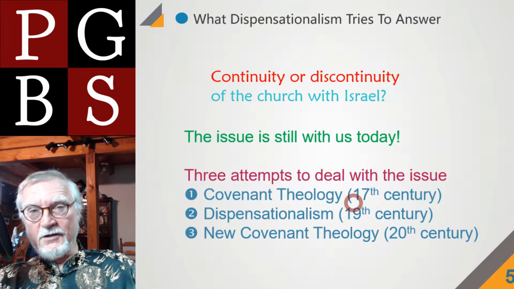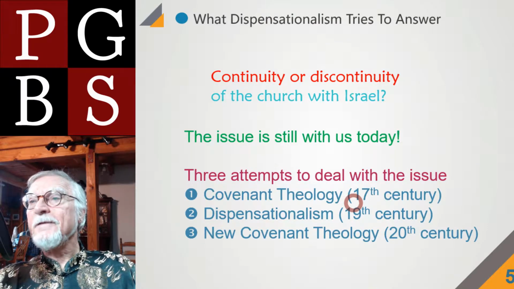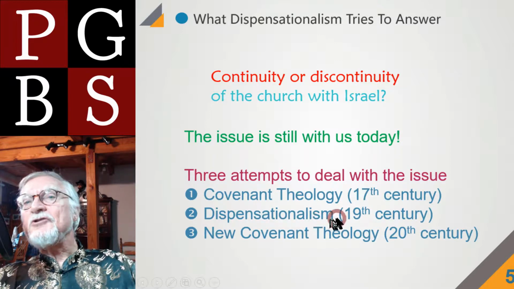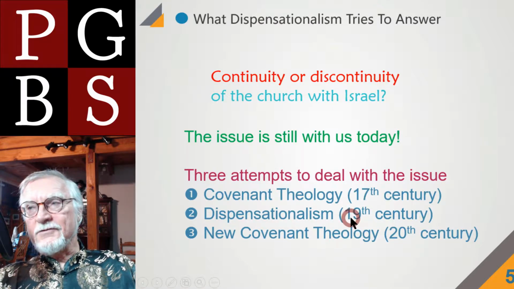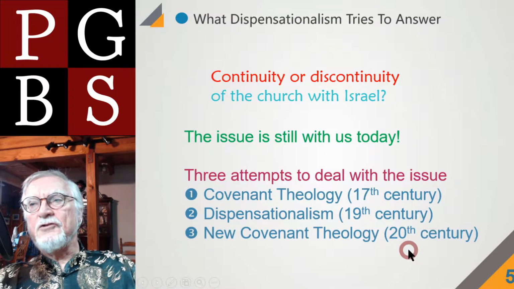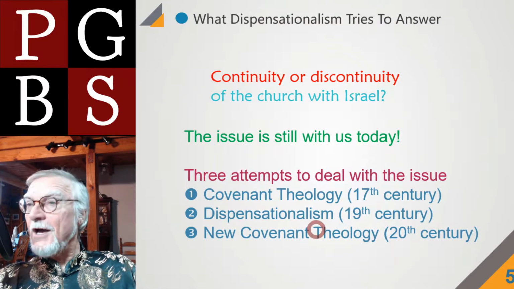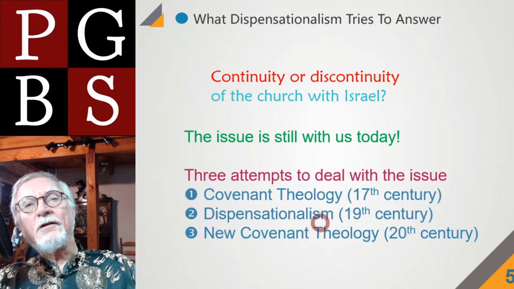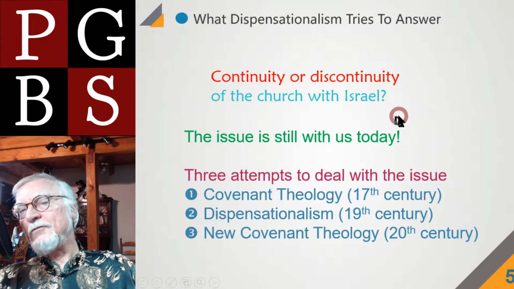I've just done 6 videos on covenant theology. Dispensationalism showed up in the early 19th century, and then New Covenant theology showed up in the mid to late 20th century. So these are your 3 options. There are no other options in modern day theology on how to solve this problem of how the Old Testament relates with the New Testament.